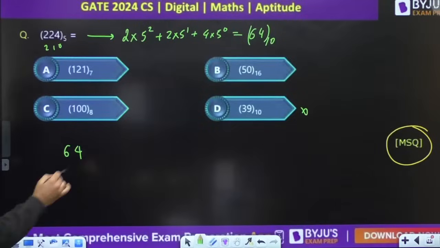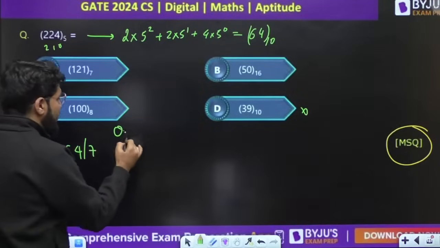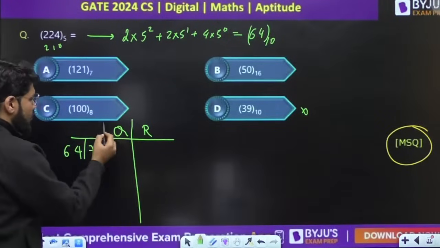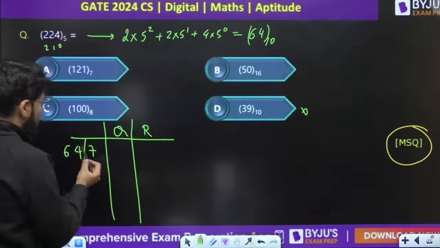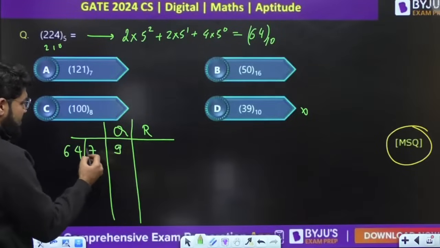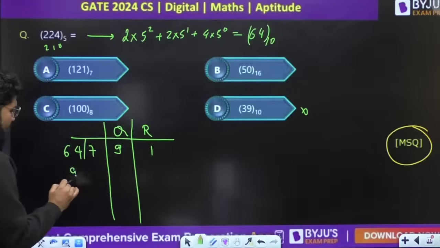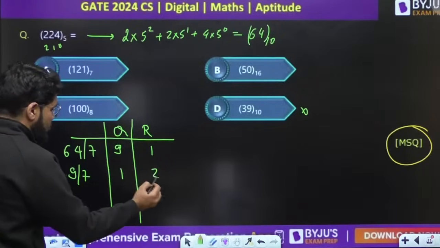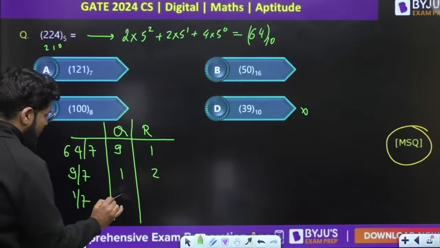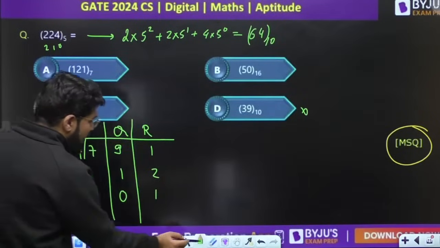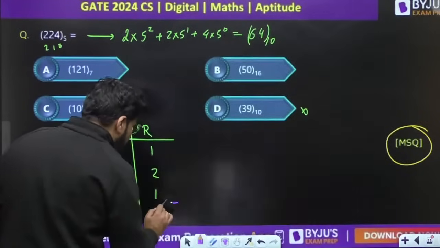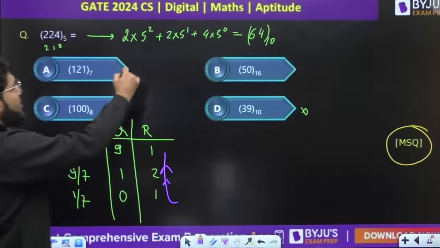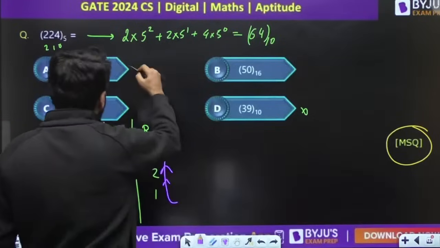If I want to convert to base 7, then 64 by 7, I will write down the quotient and remainder separately. When you divide, the quotient is 9. 7 9s are 63, remainder is 1. Keep dividing the quotient by 7. 9 by 7 gives 1, 1 7s are 7, remainder is 2. Again 1 by 7, quotient is 0, remainder will be 1 and the answer is obtained by reading the remainders in reverse order. So 121 is correct.